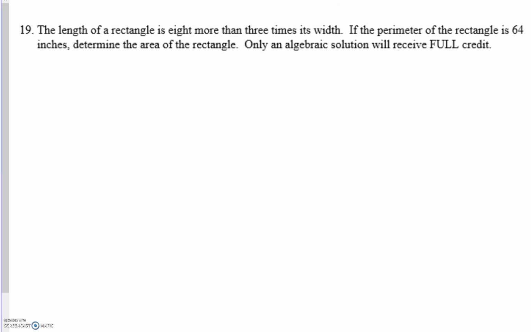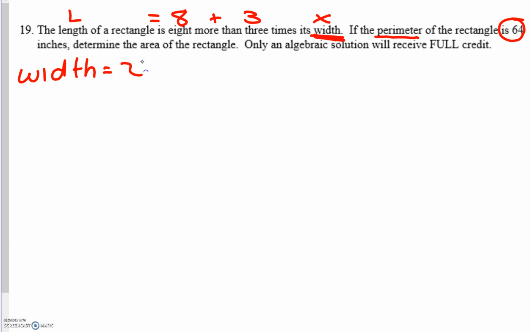For 19, we know that the perimeter of a rectangle is 64. So let's first come up with our legend. The length of a rectangle is 8 more than 3 times its width. Since width was the last word, we're going to let width be equal to x. Then the length is going to be, switch the order, 3x plus 8.